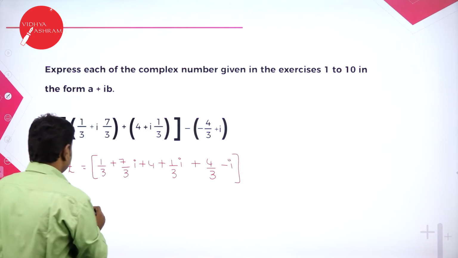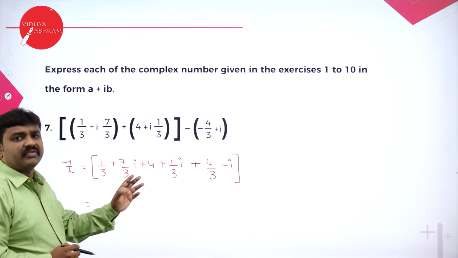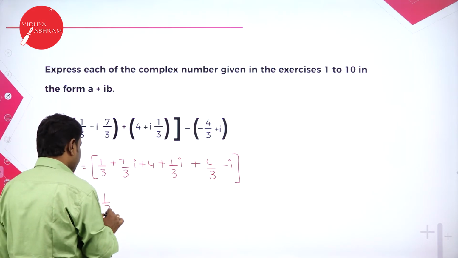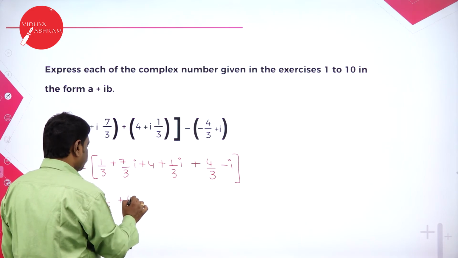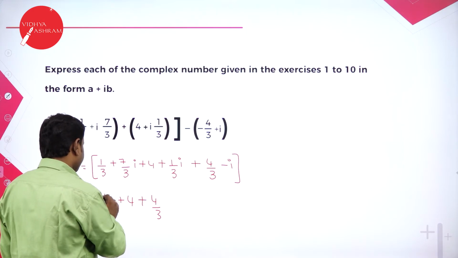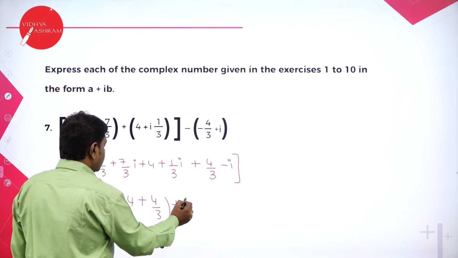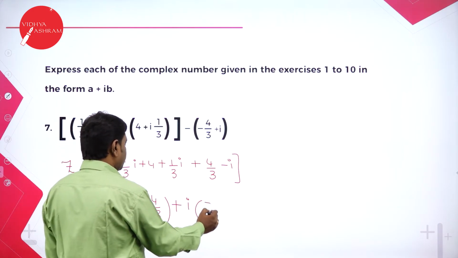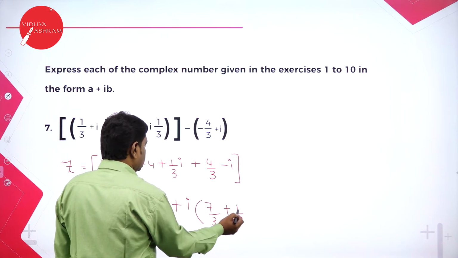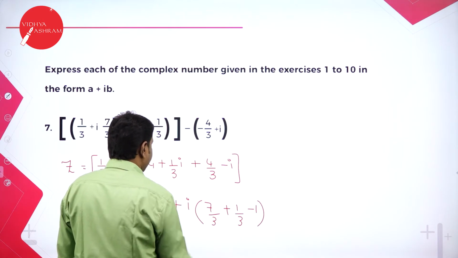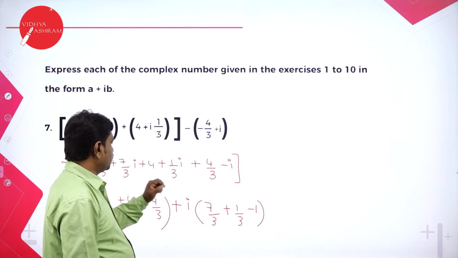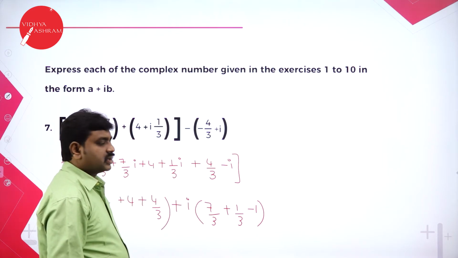Now simplify this. So take i common wherever i is, and the non-i terms, real parts, that is 1 by 3 we have, then we have 4, then we have 4 by 3. These are the real parts without i. Plus take i common. If I take i common, I have 7 by 3, then I have 1 by 3, then I have minus 1. So here I took i common, that is 7 by 3, 1 by 3 and minus 1. Simplify this.